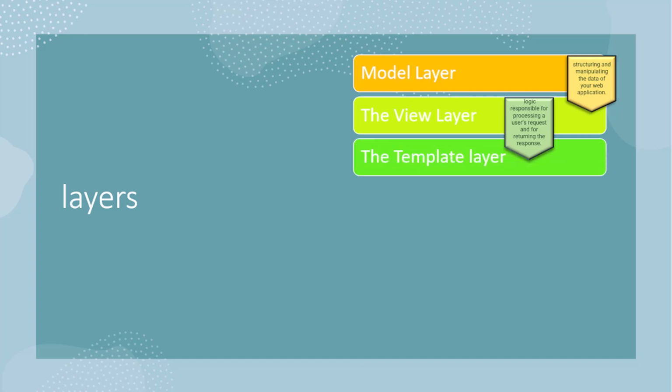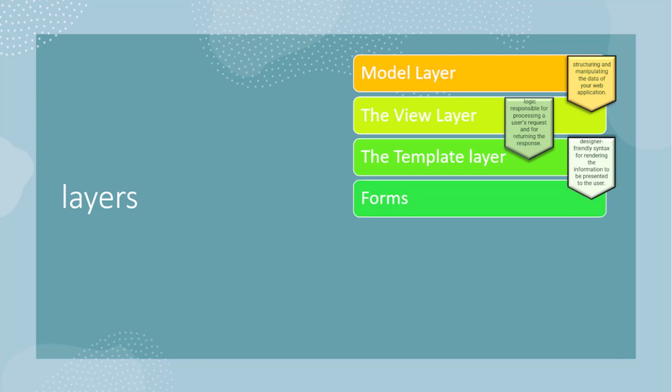The next layer is the template layer, and this is the layer that deals with the user interface. And so the template layer would have designer-friendly syntax that helps us render the data to the user in an appealing manner. In short, you can say then that the view layer determines which data to display to the user, and the template layer determines how that data is to be displayed to the user.